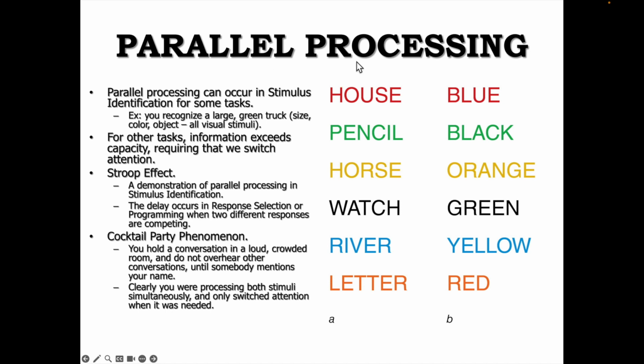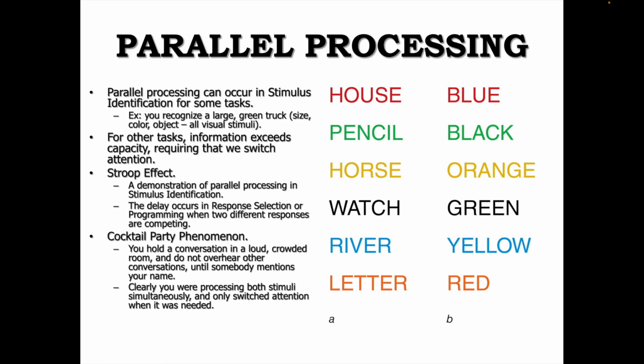So I mentioned parallel processing. Let's talk about it a little bit more. Parallel processing can occur in the stimulus identification phase for some tasks. For example, if you look outside and down the road and you see a large green truck driving, you are parallel processing a bunch of different variables at one time. We've got a large green truck. Those are different types of stimuli: we've got size, we've got color, and we've got whatever object it is.